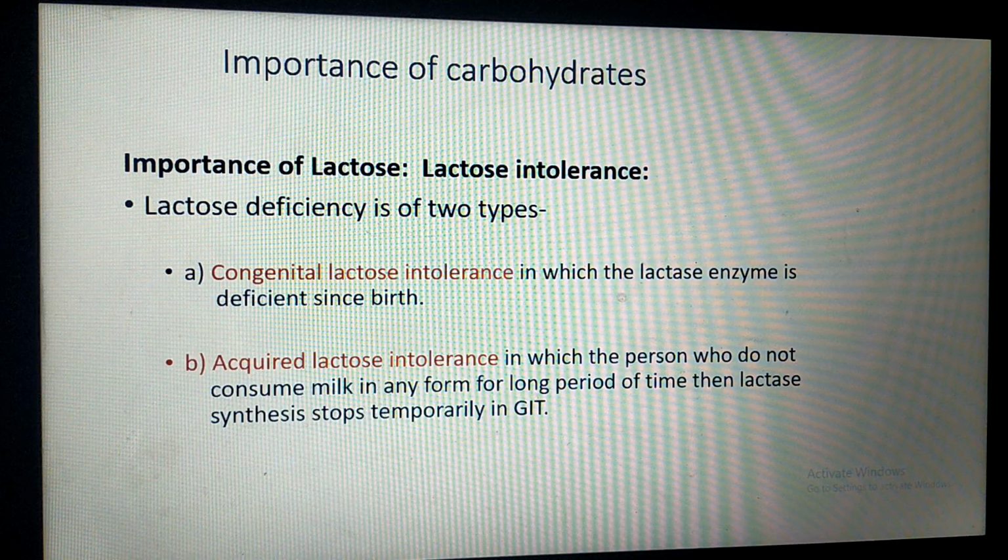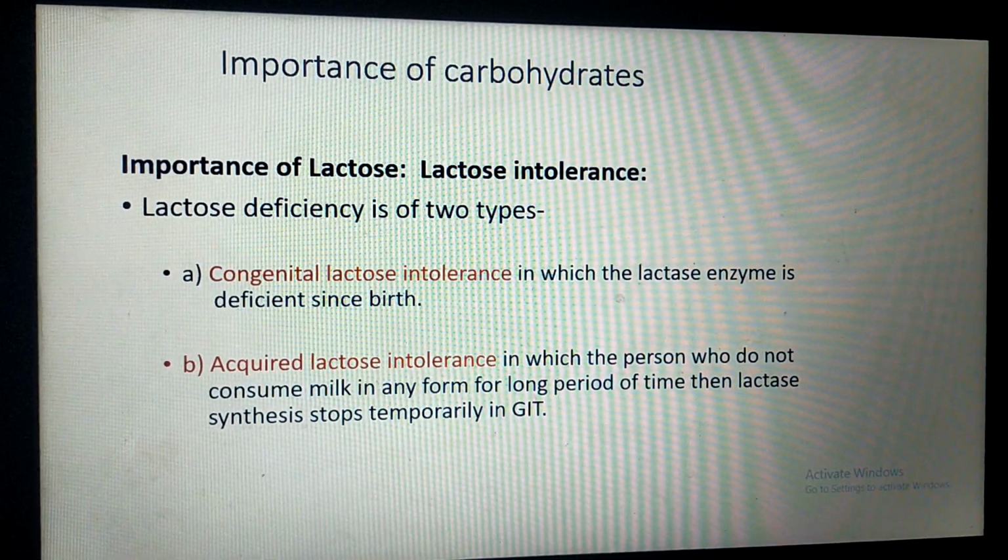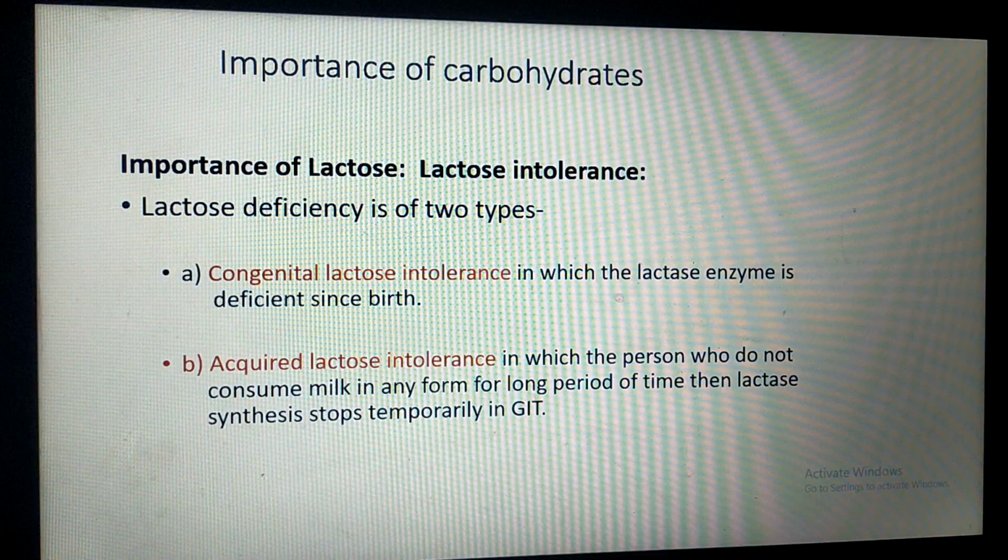But after repeated consumption of milk, the synthesis of enzyme lactase will start in the intestinal epithelial cell, and after a few days that person will be able to digest the lactose. So this is a temporary type of intolerance.